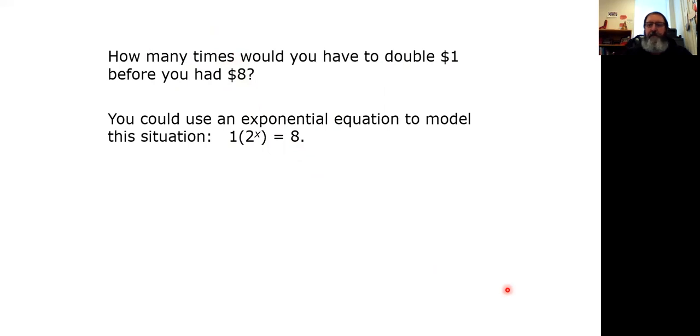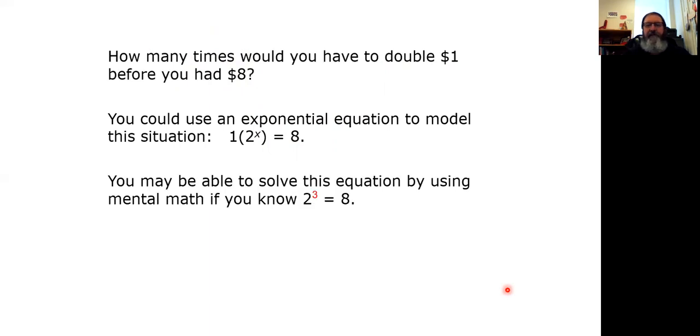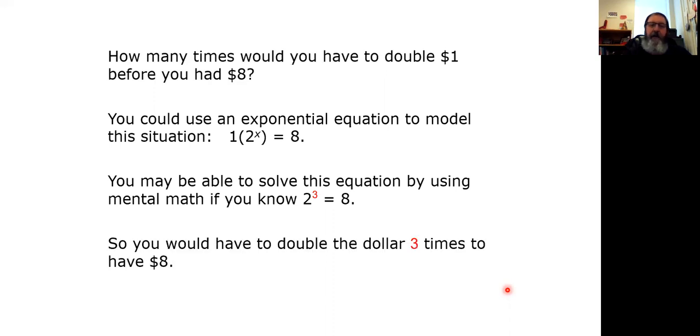Okay, so obviously, 1 times 2 to the power of x, and when we're multiplying by 1, we can simplify that away. Now we just have 2 to the power of x equals 8. And of course, everybody knows 2 cubed, 2 to the power of 3, is 8. 2 times 2 is 4, times 2 is 8. And that's our answer. So I would need to double my $1 3 times. And I know all of you are thinking, yeah, I already figured that out while you were still talking. Is this all there is to this?